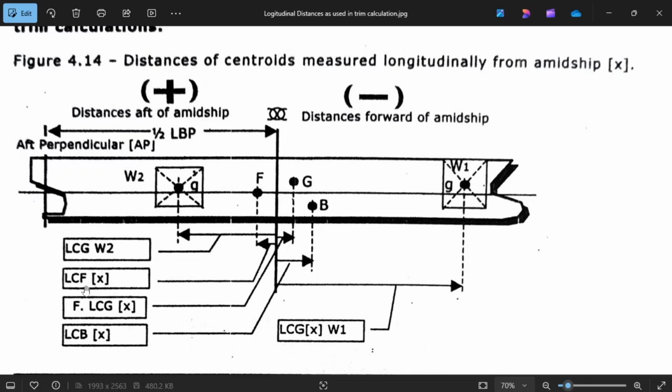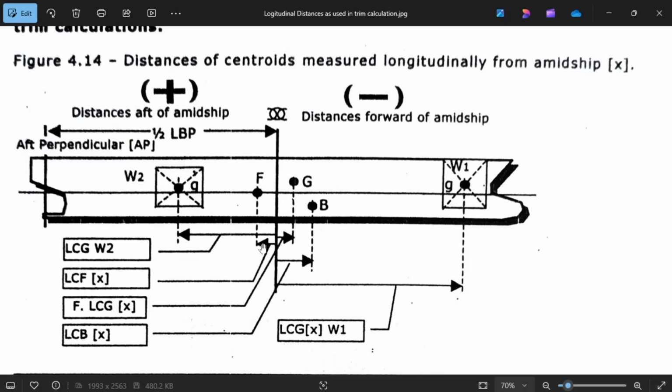This will be your LCF. Your LCF can be around here, or around here, depending on your weight and on your draft. So the small arrow here from the center of reference, which is midship, going backward a little distance, will be your center of flotation. Your sign will be positive, so this will be the positive longitudinal center of flotation.